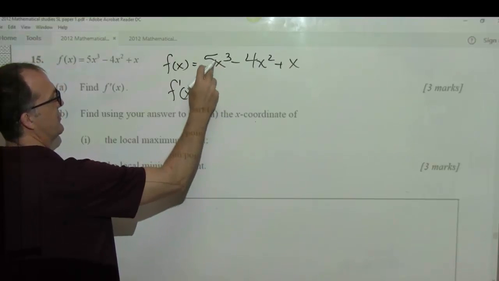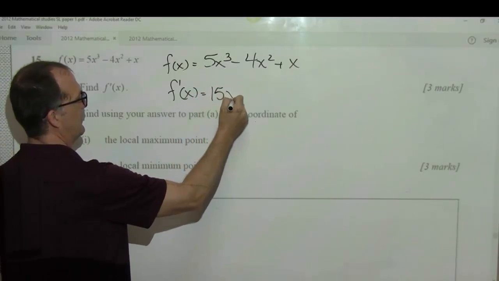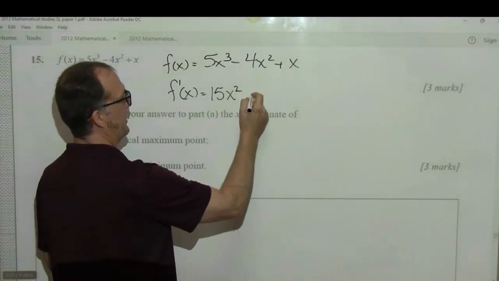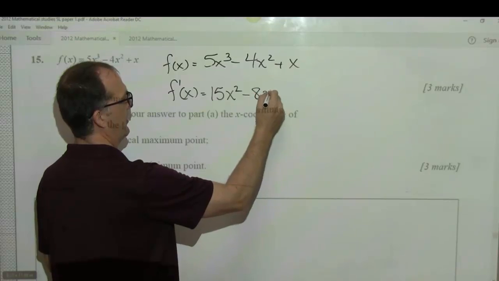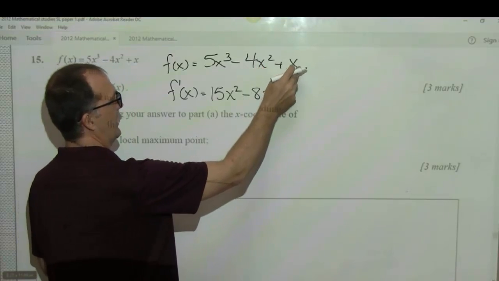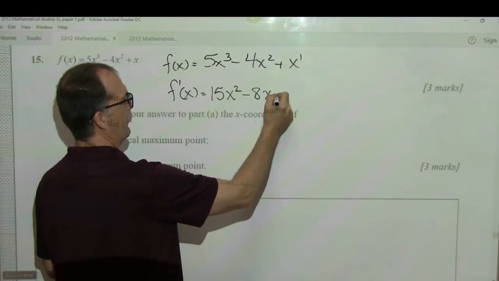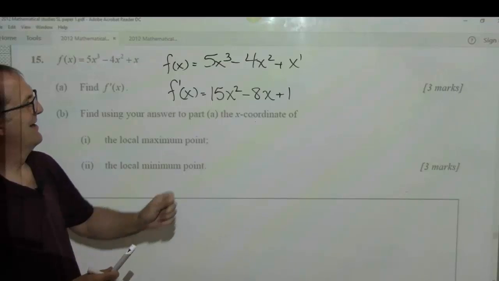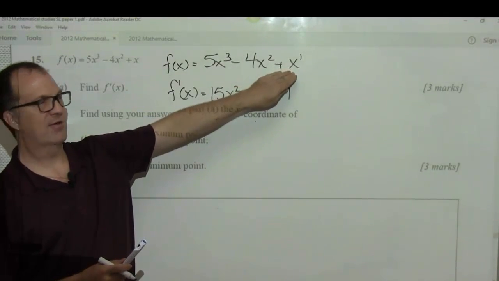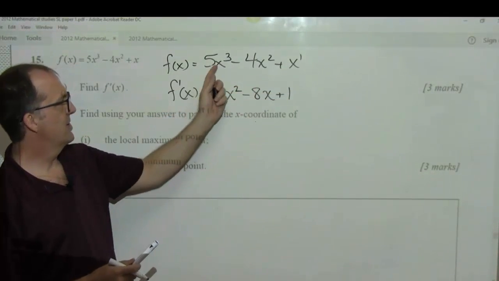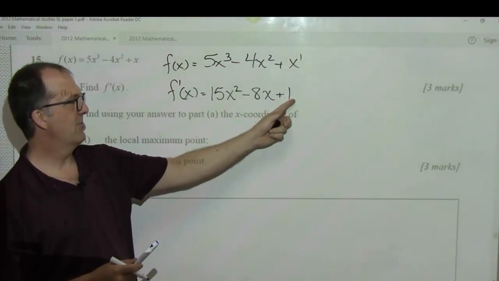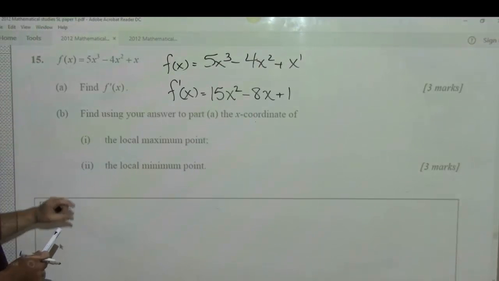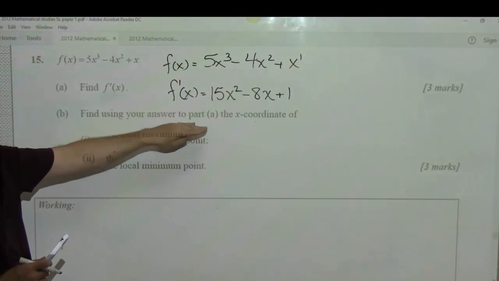there's x, so 3 times 5, 15. Reduce the 3 by 1, 15x squared. 2 times minus 4. Reduce the 2 by 1, and we have a 1, multiply by 1, and we reduce, but there is a derivative to x. It is 1. So every time I have a variable, I have a result in the derivative, and there are the 3 marks.